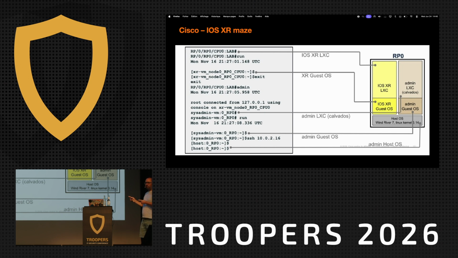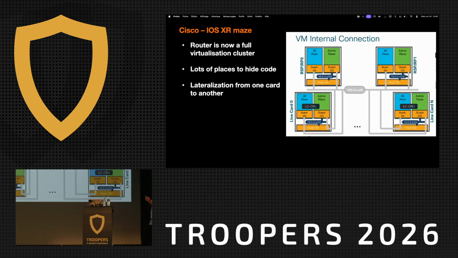This is something that even a network engineer dealing with this kind of hardware every day finds difficult to remember. This is what it looks like, because if you are looking at a router, this is what you should have in mind. This is not a router, this is a virtualization cluster. This is one card, this is another card. And you have a number of line cards on the router. Each line card has multiple OSs. That's a lot of places to hide code. That's a lot of places where you can move laterally from one card to another, from one context to another.